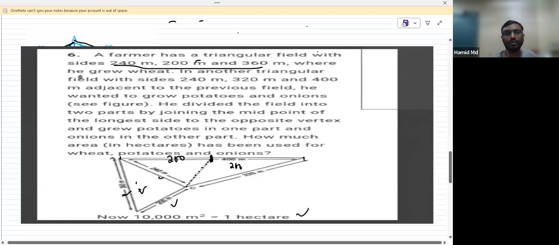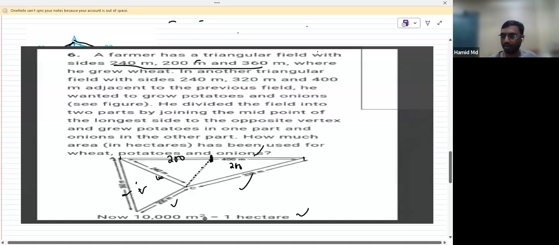And where he grew wheat in the other triangle, the sides are 240, 320, and 400. Potato and onion: he divided the field into two parts by joining the midpoint of this. So if we find the area of the bigger triangle, then we can divide it by two. Yes, that's also a way. That would be the easiest thing.